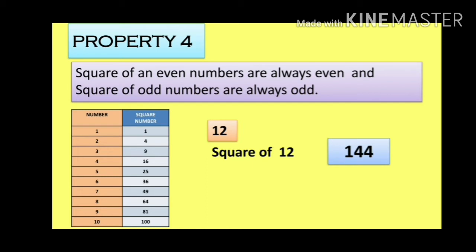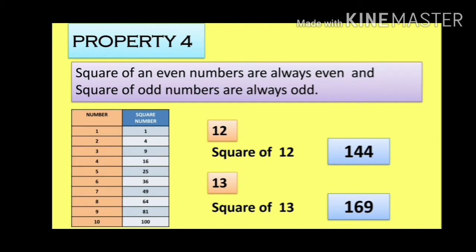That means the square of an even number will always be even, and the square of an odd number. In the list we can take any odd number like 3, its square is 9, so it's an odd number. Similarly, the square of 13 is 169. So the square of an even number will always be even, and the square of an odd number will always be odd.